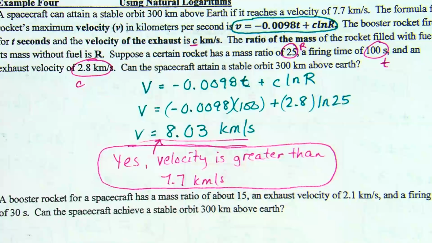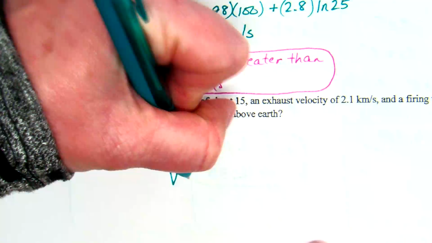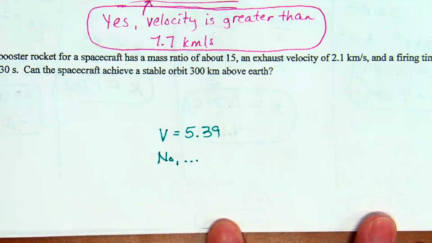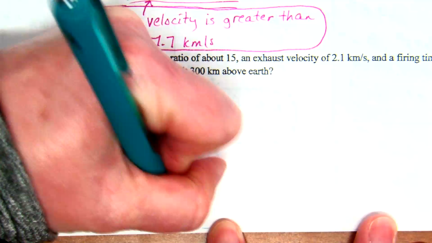If you're motivated and you want to try the second part, you can. The second part basically just gives you different information. Mass ratio, exhaust velocity, and firing time are all different. Same question, though. So if you do the next one and you get a velocity of approximately 5.39, what are you going to know? It does not reach that 7.7, so it would not attain a stable orbit.